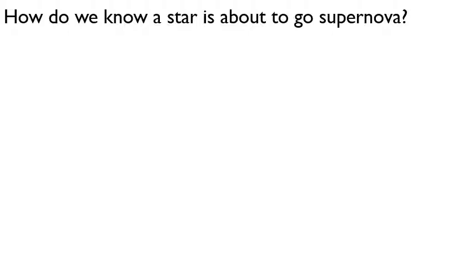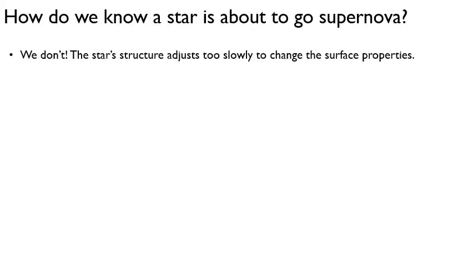So when we look at a given star, how do we know that it's about to go supernova, that it's about to do this core collapse and then explode? We don't, actually. Those burning phases are so fast that the structure of the star can't adjust in time to change the surface properties. So the surface doesn't really visibly change at all once you get to carbon burning. Looking at the surface, you have no idea that it's about to go supernova.